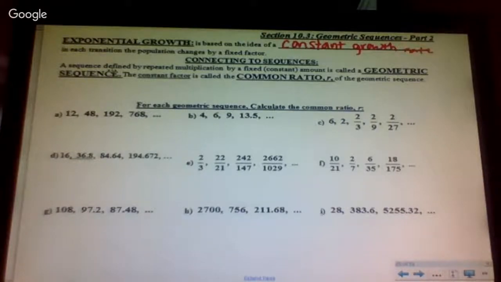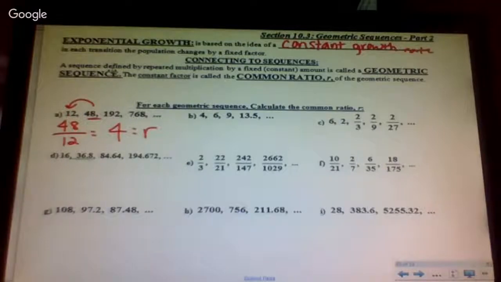Okay, so just like with your arithmetic, we had a common difference. This time, what we multiply by is called a common ratio. And how we find that is we take a term and we divide by the term that comes before it. 48 divided by 12 gives me what? 4. 4 is my common ratio, which is represented by r.